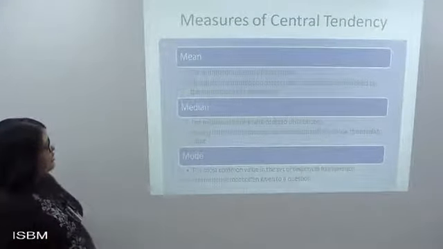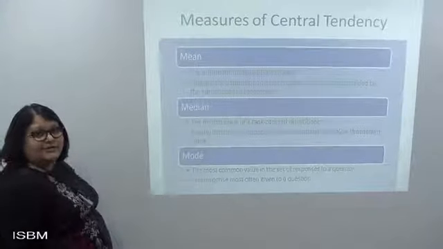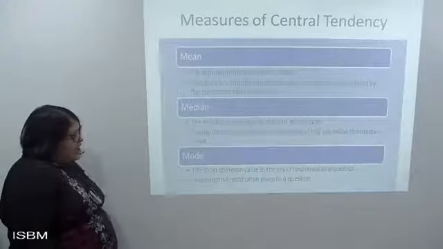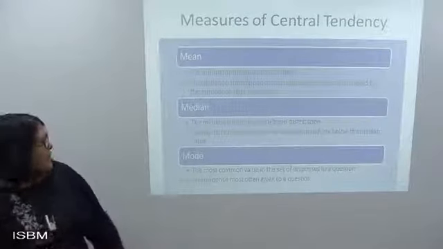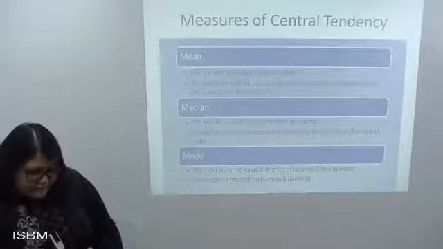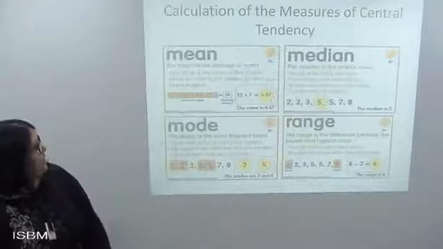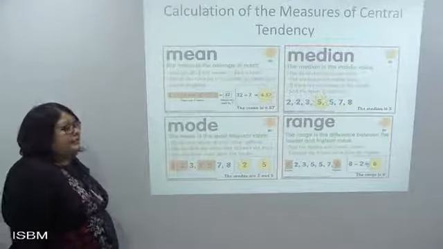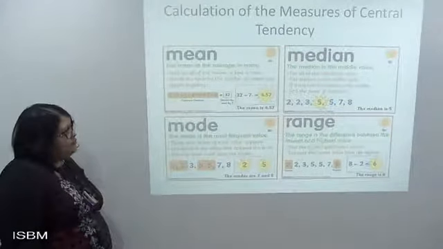Then you have the mode. Mode is the most common value in the set of responses to a question, the response most often given to the question. Now, how will you calculate the mean, median, mode, and range?